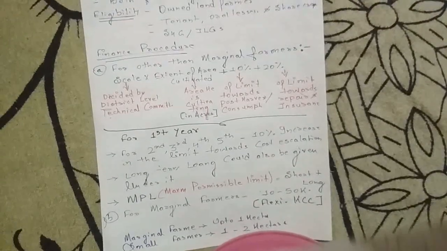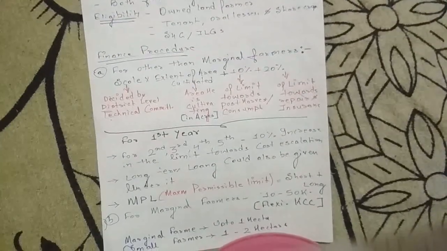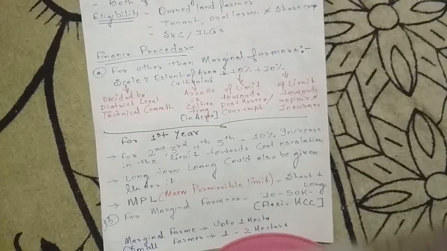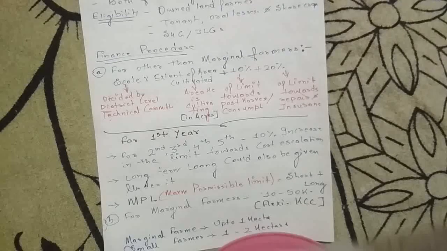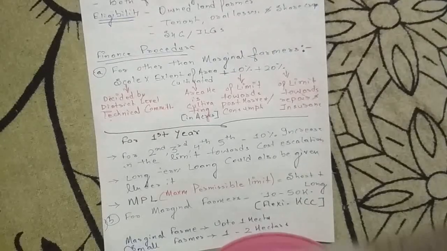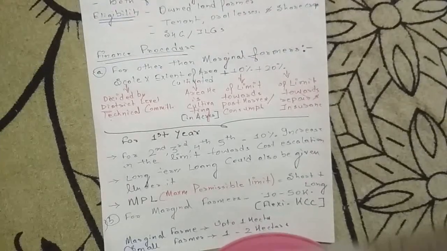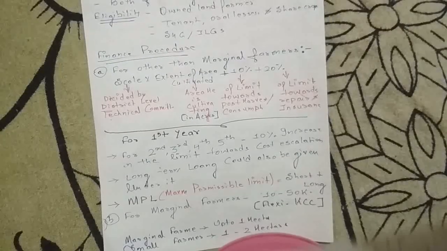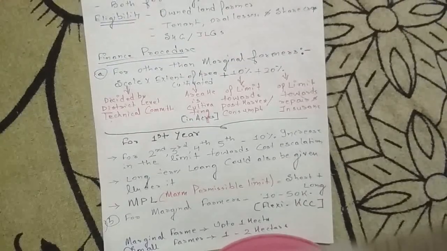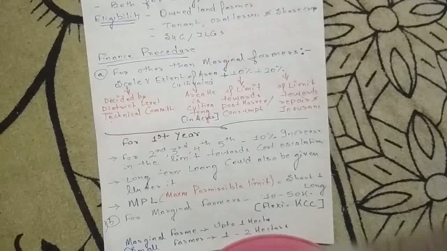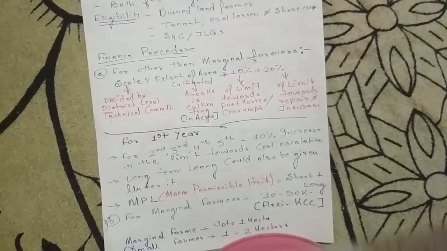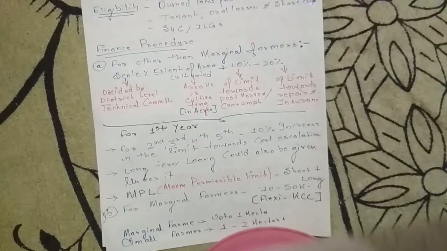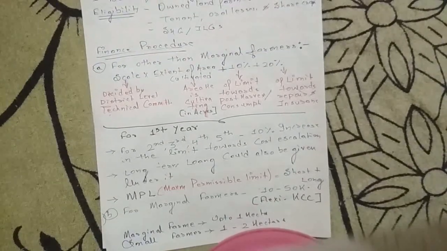Now long term loans could also be given under it. I already told you, long term loans, like let's say the person wants a tractor, or wants to build an irrigation channel, so that also requires a large amount of money, but that can be calculated as long term money, not short term. So KCC also includes long term money. This is the thing. Now what is the maximum permissible limit?